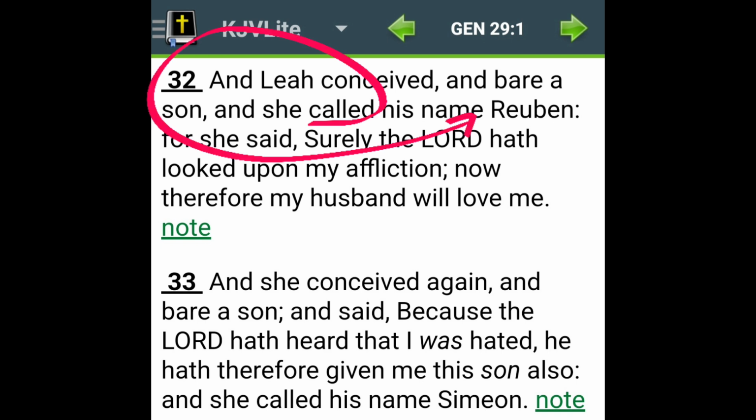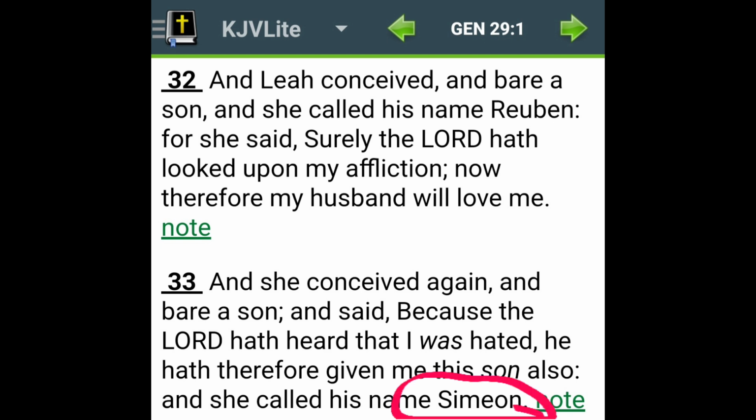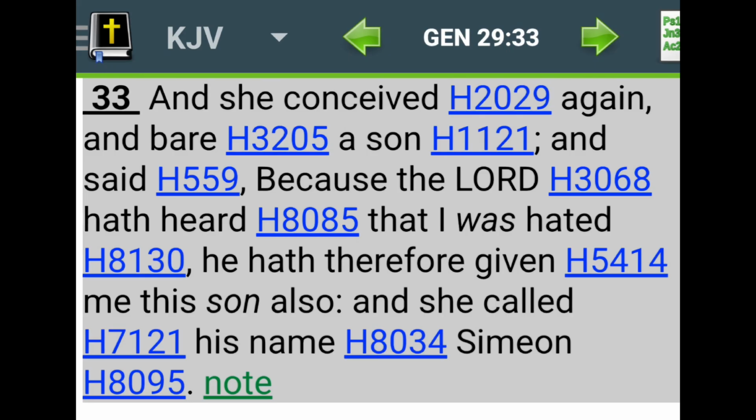And we pick up here where Leah conceived and bare a son. She called his name Reuben. We've already looked at Reuben. Reuben was the firstborn. And in verse 33 we see, "And she conceived again and bare a son and said, Because the Lord hath heard that I was hated, he hath therefore given me this son also." And she called his name Simeon.